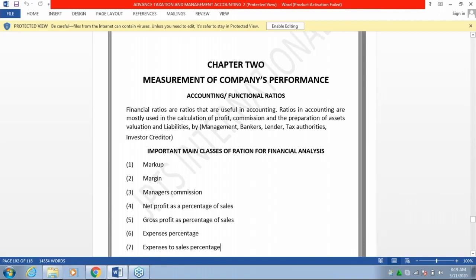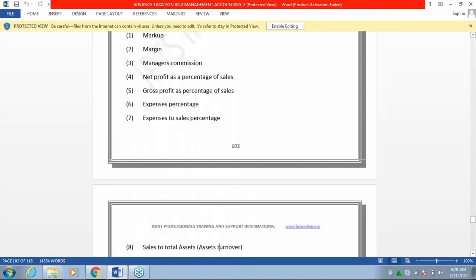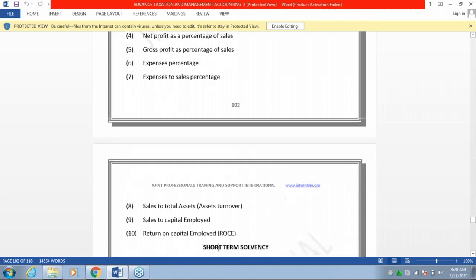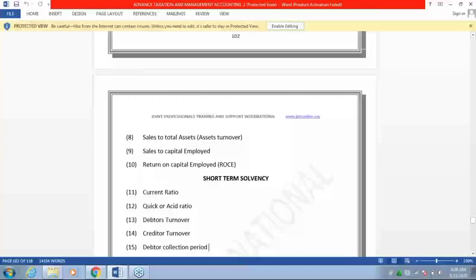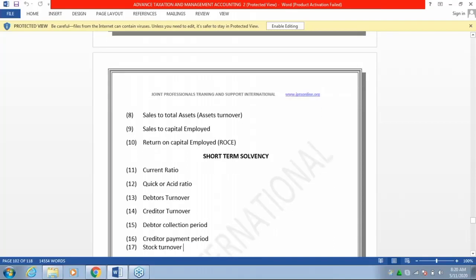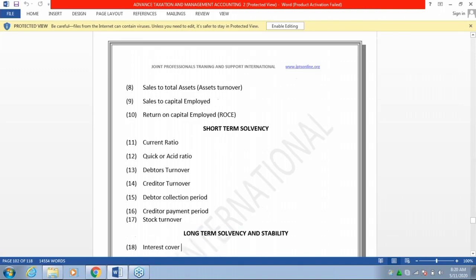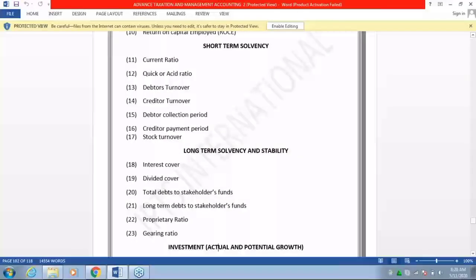The main classes of ratio for financial analysis: we have the markup, the margin, the manager's commission, the net profit as a percentage of sales, gross profit as a percentage of sales, and the expenses to sales percentage, among the other ones. Then we have short-term solvency, that is when we are talking about the current ratio, the quick ratio or asset ratio. We have the debtors turnover, the creditors turnover, the debtors collection period and credit payment period. Then stock turnover.